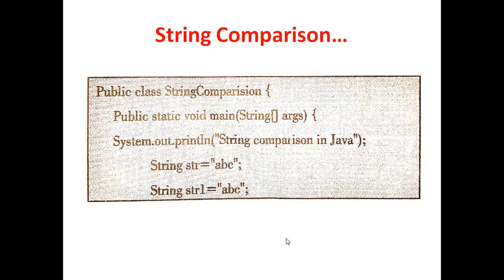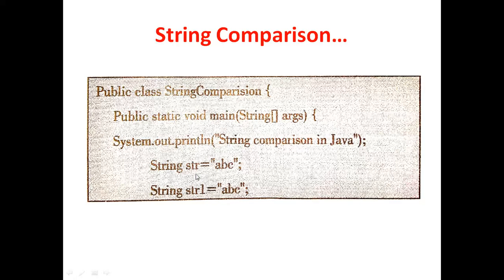Now we'll see how to compare two strings. This is a simple example of comparison of two strings, in which we have written a class named StringComparison, with a main function. In the main function we have written System.out.println("String comparison in Java"), which will be displayed on the console. And I have created two strings.